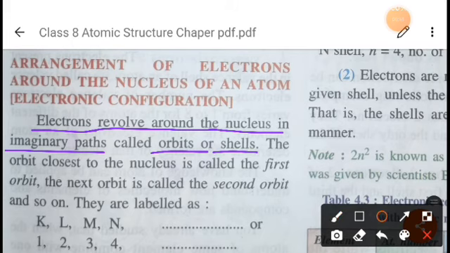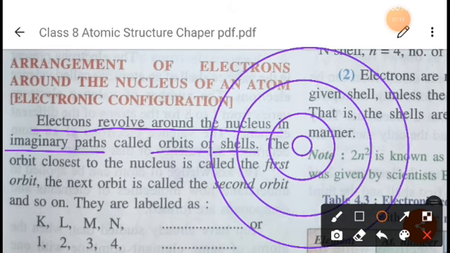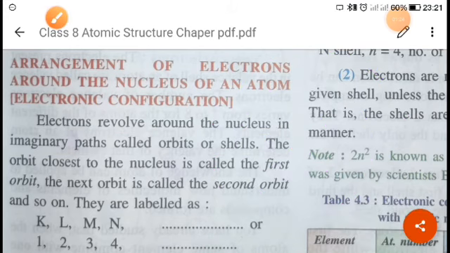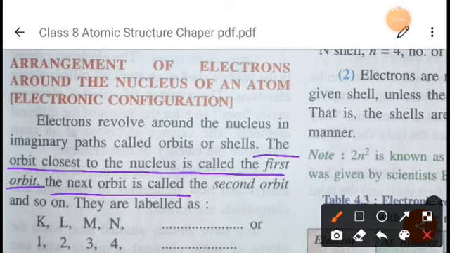I will give you one example. Suppose this is a nucleus, this is the first orbit, second orbit, third orbit, right? So this one will be called the first orbit, second orbit, third orbit, fourth orbit, and so on. I hope you have understood this. The orbit closest to the nucleus is called the first orbit, and the next orbit is called the second orbit, and so on, right?